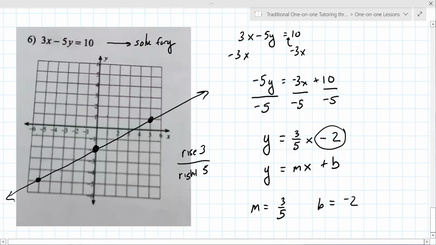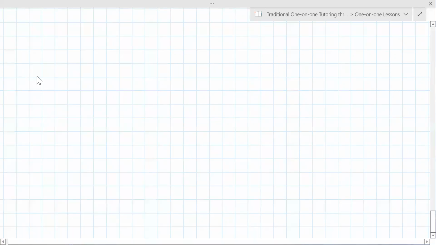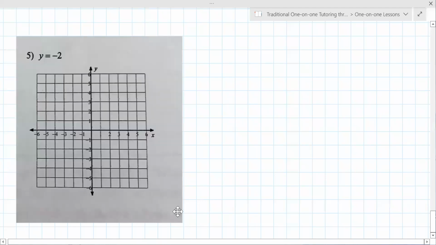Any questions on that? No. Okay, so let's talk about number 5 now. Let me grab that. Here we go. I'm going to give you kind of the shortcut here for these.